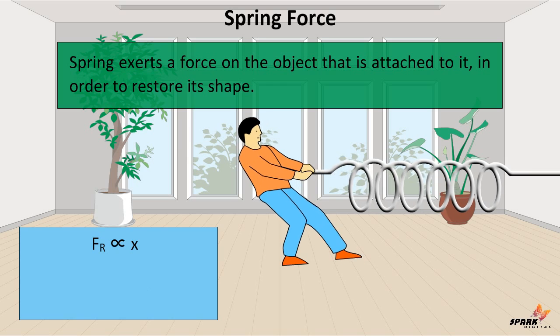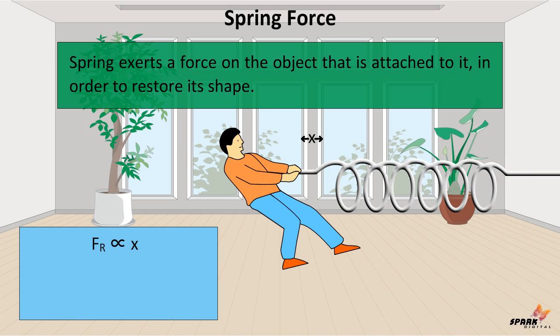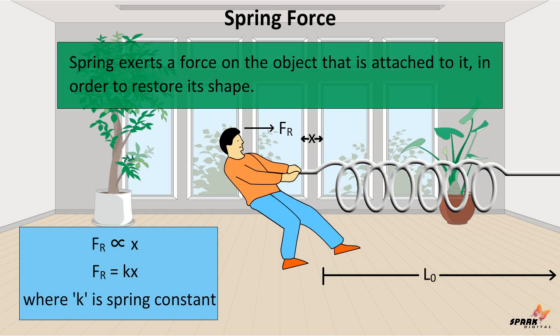Here, boy pulled a spring by a distance x and natural length of the spring is L0. As the spring is elongated by a length x, therefore, an inward restoring force will act. This force will be proportional to the elongated length. Hence, restoring force is equal to Kx, where K is proportionality constant. We also call K as a spring constant.